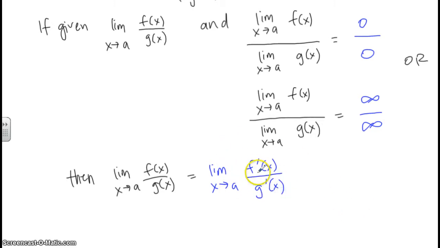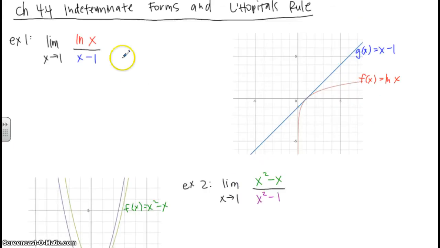We are actually taking the derivative of the top function and the derivative of the bottom function completely separately, and we're analyzing the comparison of the ratio of their slopes. So going back to example 1, L'Hopital's rule tells me if I plug in 1, natural log of 1 becomes 0. 1 minus 1 becomes 0. So this is an indeterminate form of 0 over 0.